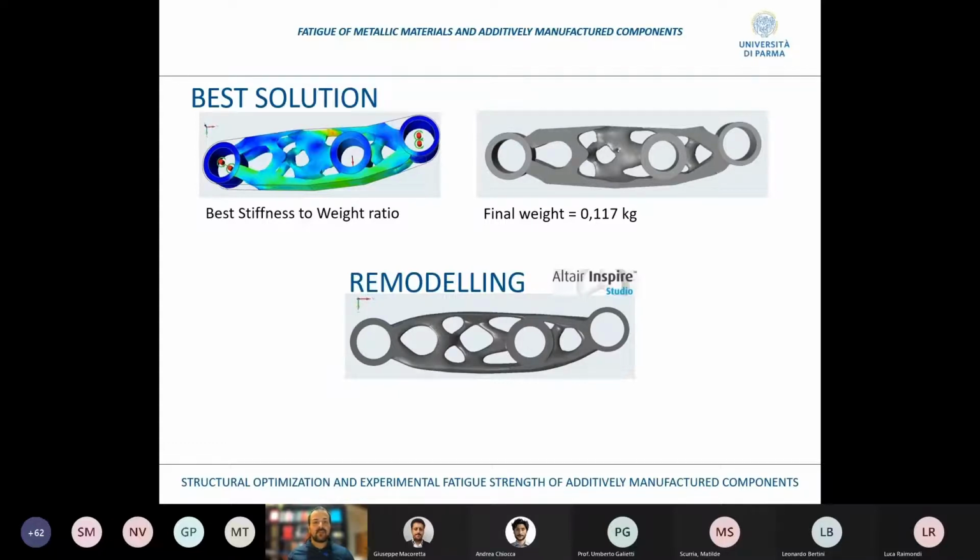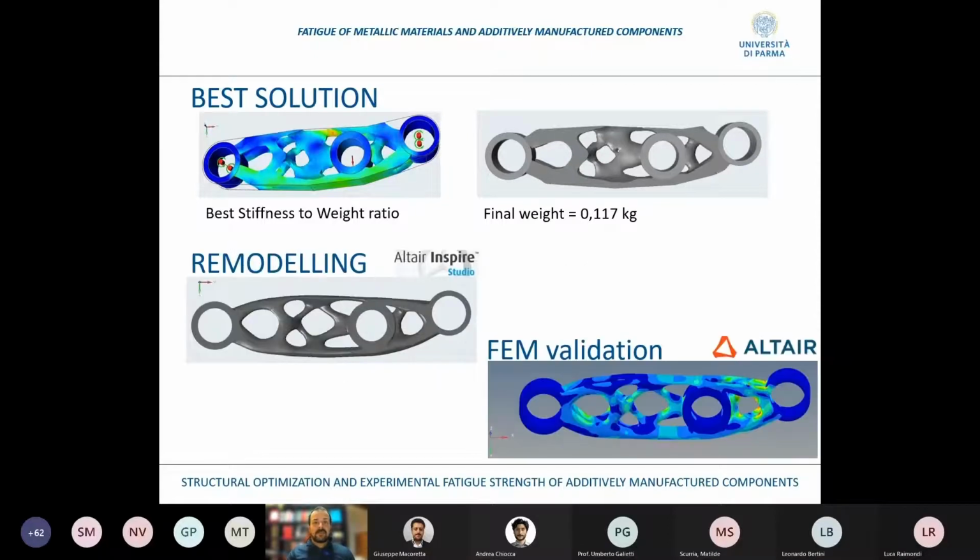After the remodeling and the definition of the final shape and geometry that we expect, we performed the final finite element validation, where we were able to observe the areas most stressed and where crack initiation or failure will probably occur.